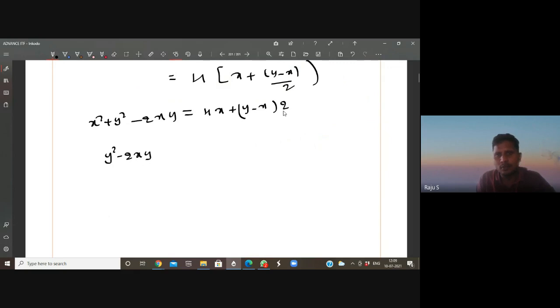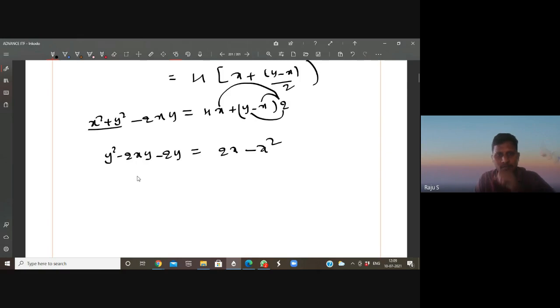So your 2 into y, 2y plus 2y, take left side minus 2y is equal to 4x, 2 into minus x, minus 2x. So 4x minus 2x becomes, we'll write 2x directly. Shall I write 2x here? 4x minus 2x plus 2x minus x square.